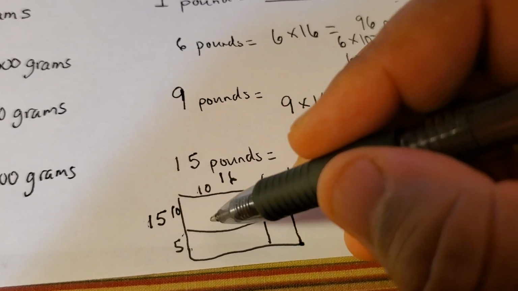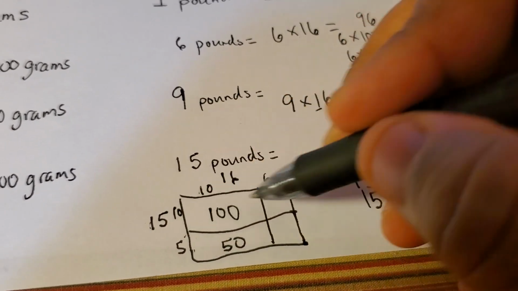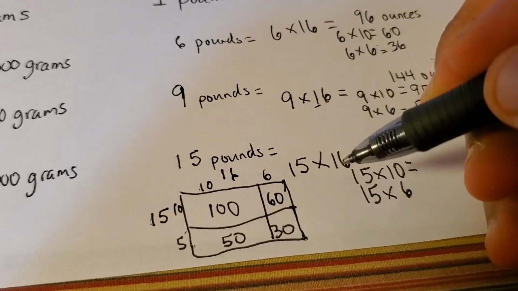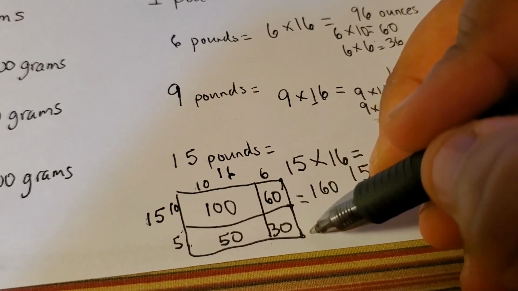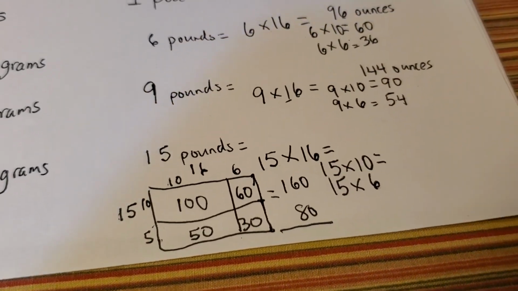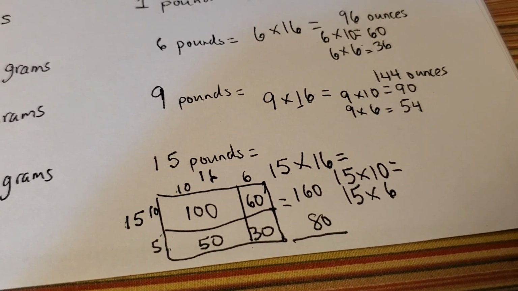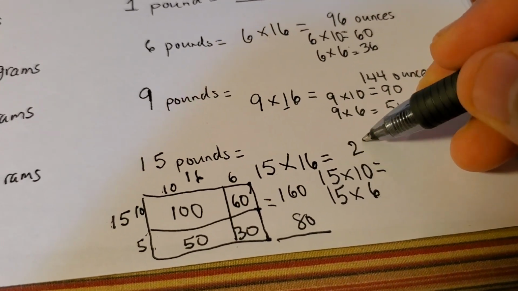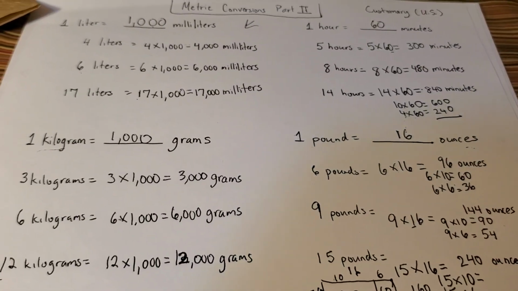So 10 times 10 is 100. 5 times 10 is 50. 10 times 6 is 60. 5 times 6 is 30. Well, this would be 160 plus 80. You see that? So my answer would be 240 ounces. So bottom line, you have to use multiplication as your strategy.